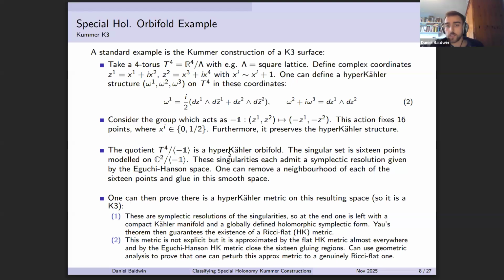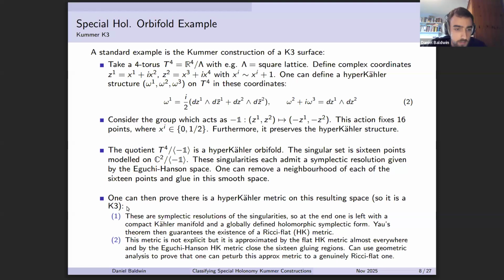Each of these singularities admits a symplectic resolution given by the Eguchi-Hanson space. So this is just the blow-up of this A1 singularity. And one can remove a neighborhood of each of these 16 singular points and glue in this smooth space. And then, topologically, we have a manifold and it's smooth. And you can prove that there is a hyperKähler metric on this resulting space.